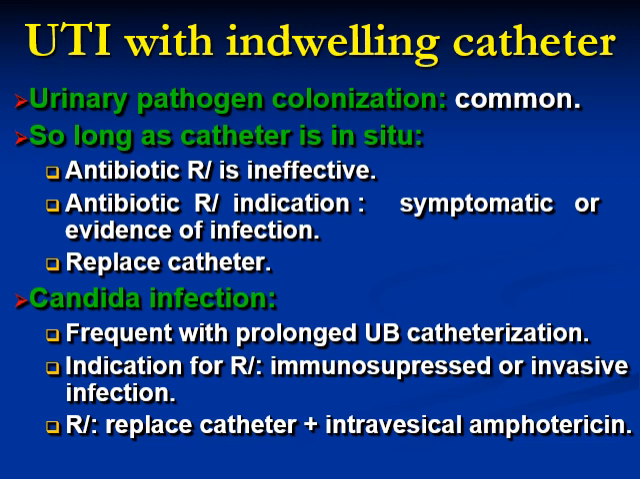Candida infection of the urinary tract is frequent with prolonged urinary bladder catheterization. Treatment is indicated if the patient is immune compromised or there is evidence of invasive infection. The treatment is the replacement of the catheter and the installation of intravesical amphotericin.